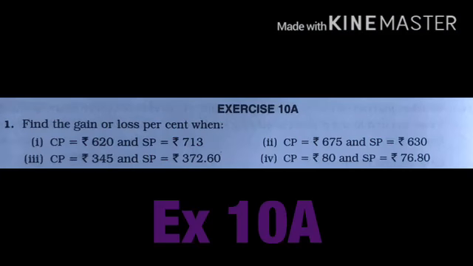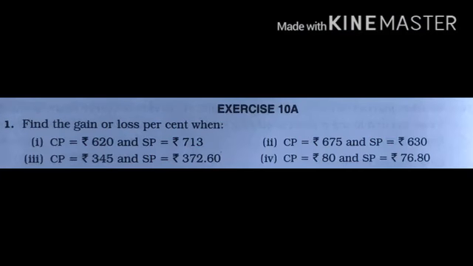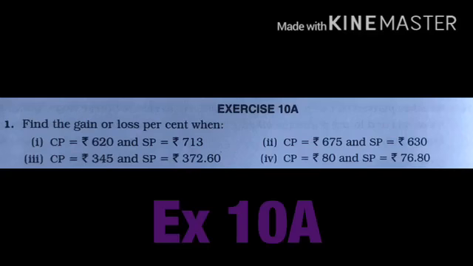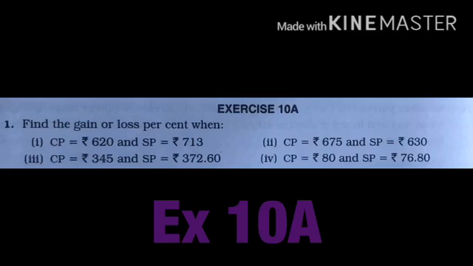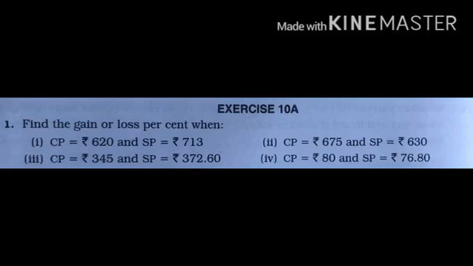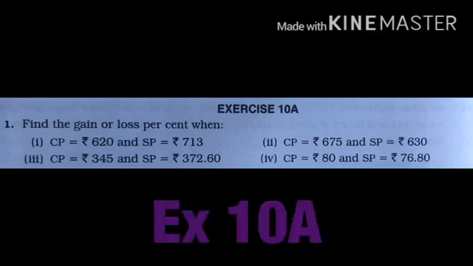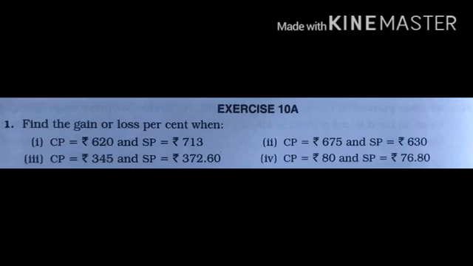Now, Exercise 10.A, question number 1. Find the gain or loss percent when, first question, the cost price is 620 and the selling price is 713. Now the selling price is greater than the cost price, so there is a profit. So profit is equal to selling price minus cost price. You have to find the answer.